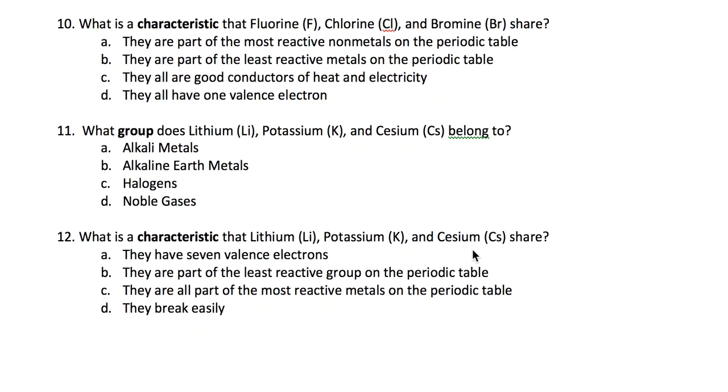Question 12. What is a characteristic that lithium, potassium, and cesium share? A. They have 7 valence electrons. B. They are part of the least reactive group on the periodic table. C. They are all part of the most reactive metals on the periodic table. D. They break easily.